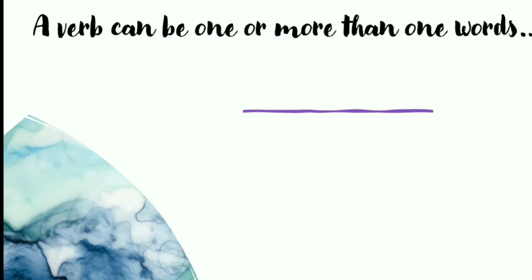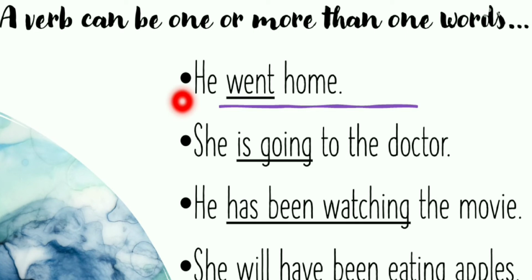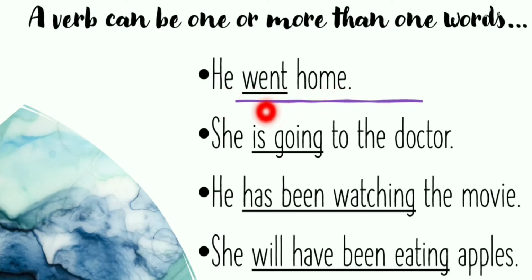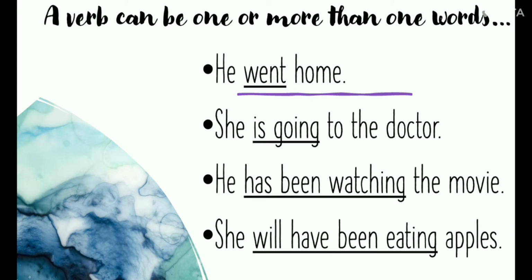A verb can be one or more than one word. How? Examples. He went home. In this example, just went, one word, is a verb. Next example. She is going to the doctor. Now over here, is going, two words are verbs. Number 3, she has been watching the movie. Here, has been watching, 3 words. She will have been eating apples. Here, 4 words are verbs.